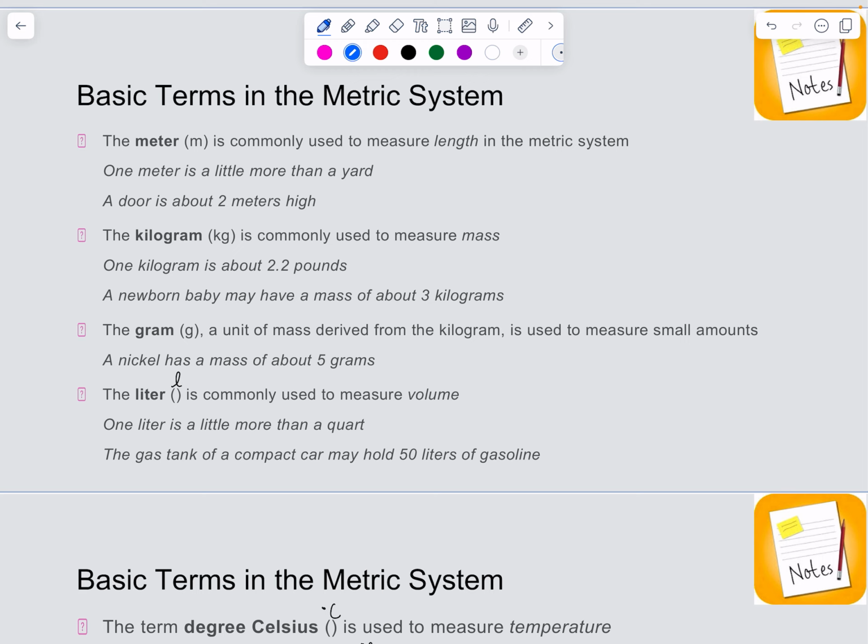Kilogram, represented by kg, used to measure mass. So 1 kilogram is about 2.2 pounds. To give you an idea, a newborn baby may be about 3 kilograms. The gram, represented by G, is used to measure small amounts. So like a nickel has a mass of about 5 grams. Then the liter, the script L, is commonly used to measure volume. 1 liter is a little bit more than a quart. So a gas tank on a car may hold 50 liters.